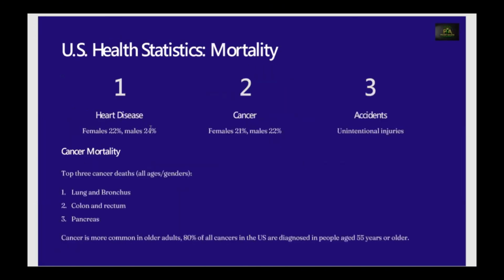So for US health statistics, the number one cause of mortality is heart disease. But what about cancer? When you talk about cancer, the top three are lung, colon, and pancreas. So the number one cause of death is usually heart disease, irrespective of age or sex. But when you talk about cancer specific to sex, it's usually lung. So for cancer, it is lung, colon, and pancreas.